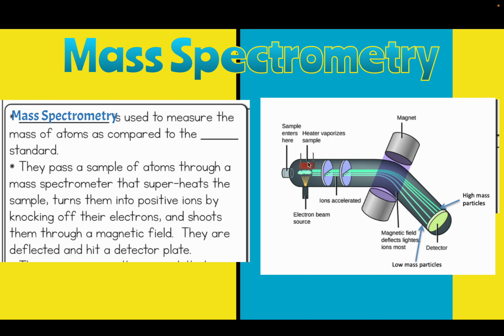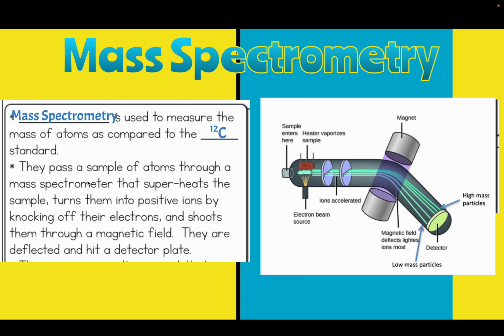So this method of mass spectrometry is used to measure the mass of atoms, compared to the carbon-12 standard. If you've done your atomic weight notes already, you know that we use the atom of carbon that has 6 protons and 6 neutrons, giving us carbon-12, a weight of 12, as a standard. We call that as having a weight of 12.00 atomic mass units.